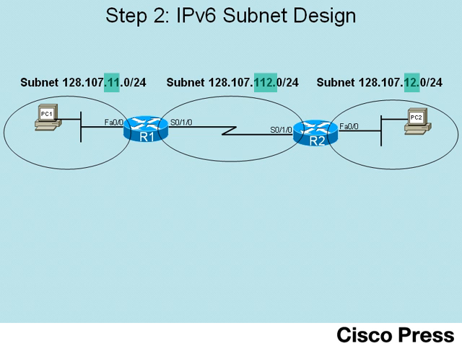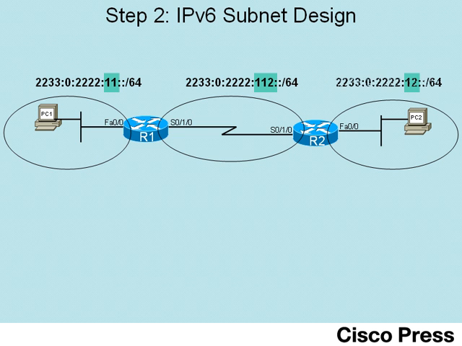Now, if I wanted to deploy IP version 6 in this particular internetwork, I might try to keep things simple. So, for the subnet on the left, the IP version 6 subnet, I'll make it subnet 11, if you will, with the prefix that you see there. Then for the serial link, I'll make it subnet 112, just like with IP version 4, with the long prefix that you see there. And finally, on the LAN on the far right, we'll use subnet 12, with, of course, the long IP version 6 prefix.